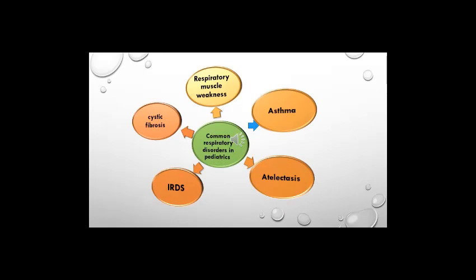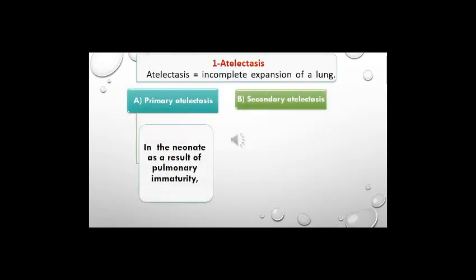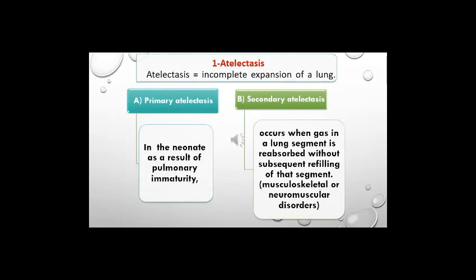This diagram illustrates the common respiratory disorders in pediatrics, which include asthma, atelectasis, IRDS, cystic fibrosis, and respiratory muscle weakness. Atelectasis, which is the incomplete expansion of lungs, has two types. في primary وفي secondary. The primary occurs in the neonate as a result of pulmonary immaturity. The secondary بيبقى due to musculoskeletal or neuromuscular disorders.